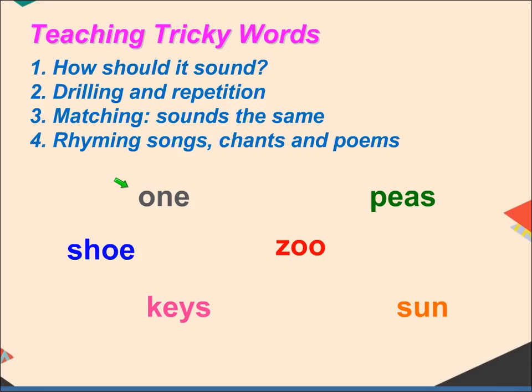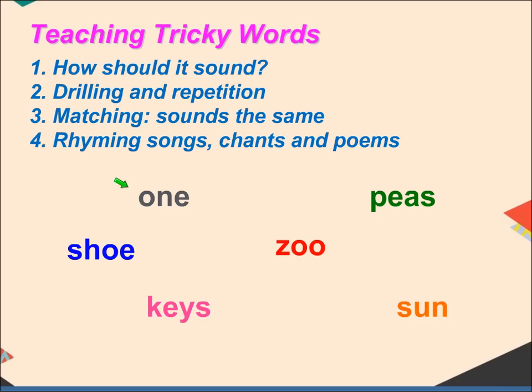So then we've got drilling and repetition. Most children, because they've learnt one, two, three, four since they were very young children, as soon as they say one, they say it correctly because of all of this repetition of this particular tricky word that they've had since they were very young. But if it's a new word, you may need to say it, for example, straight, straight.